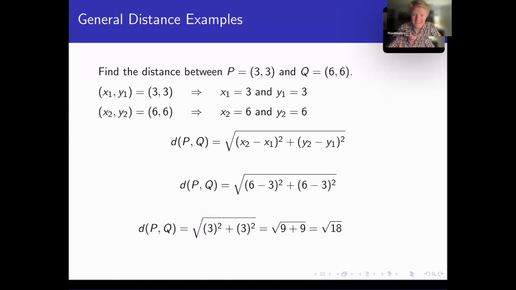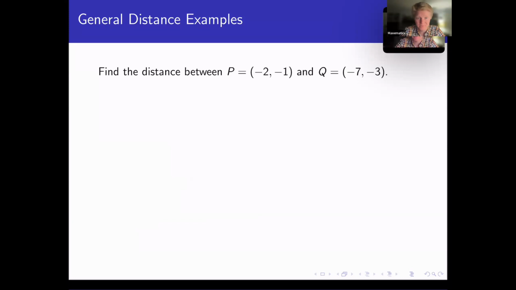But 18, square root of 18 is 3 square root of 2. So the distance between (3, 3) and (6, 6) isn't as simple as just, oh, it's 3 apart for x's and y's, so the whole answer must be 3. No, the distance between (3, 3) and (6, 6) would be roughly 4.2 units, since square root of 2 is 1.41. So just be careful for that.